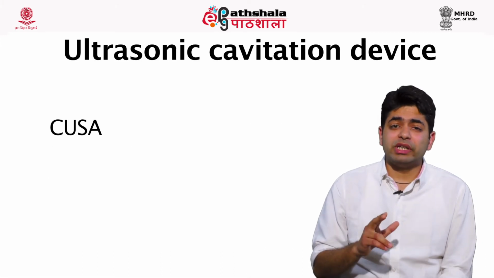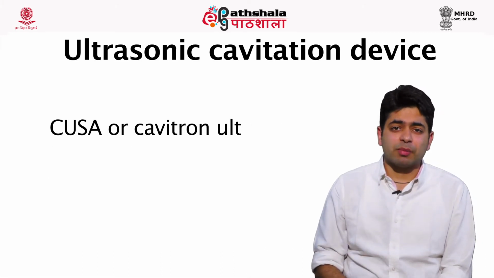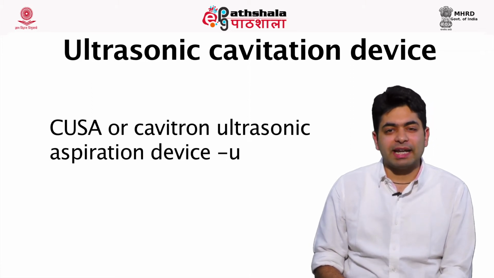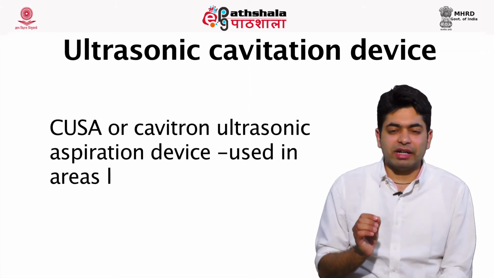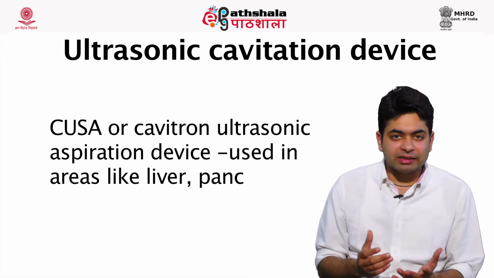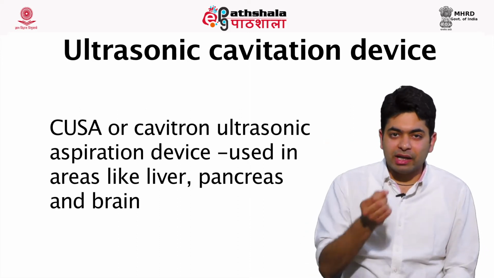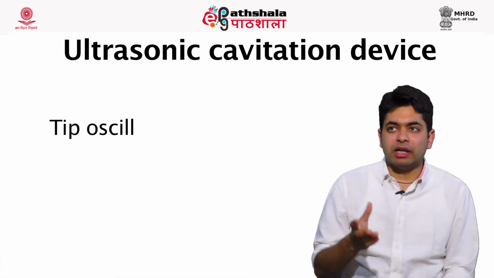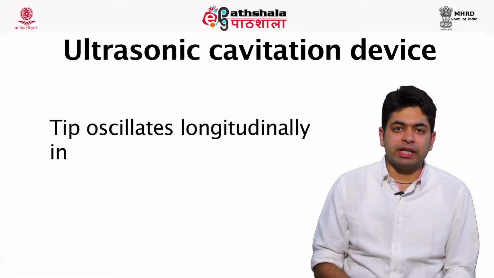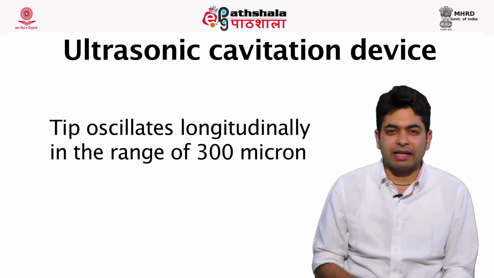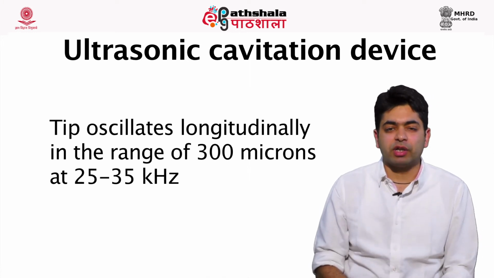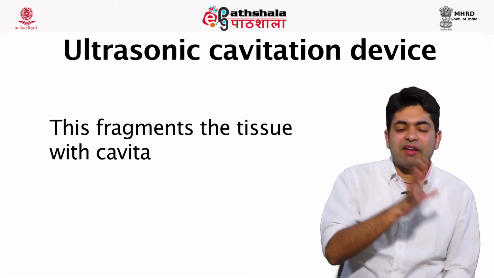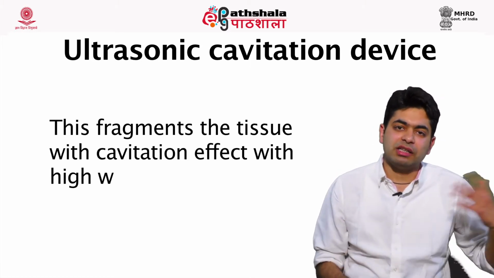Now coming to another device which is based upon sound waves, it is known as CUSA, that is Cavitron ultrasonic aspiration device. Now this device has a similar concept. It has a big probe and an oscillating tip on the tip of the probe, which oscillates longitudinally in the range of 300 microns at a frequency of 25 to 35 kilohertz. Now what it does, it is based completely on the cavitation effect that we just discussed in the harmonic.